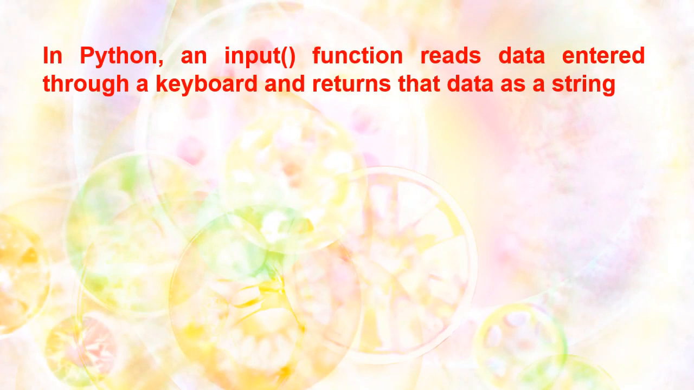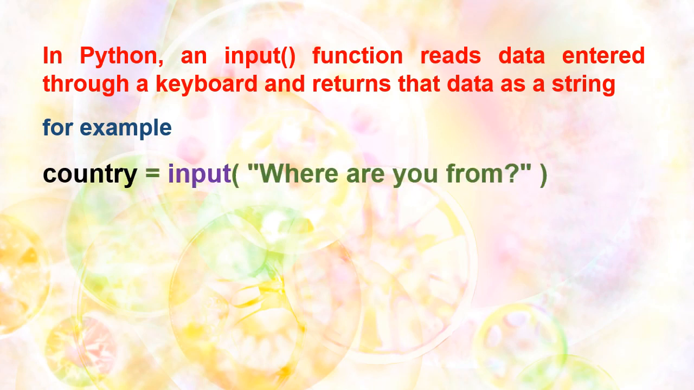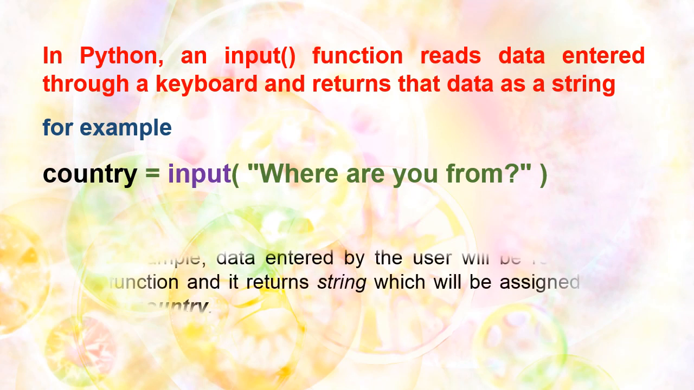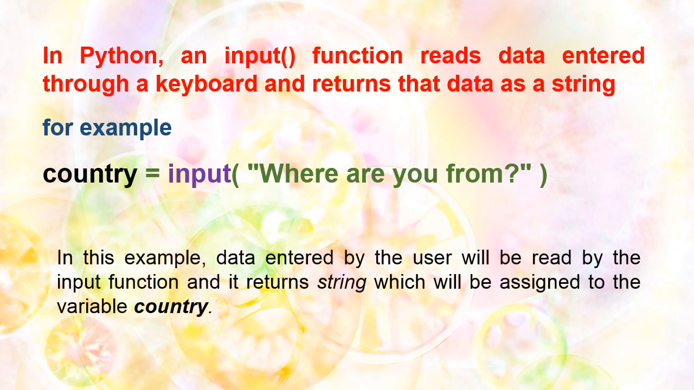In Python, the input function reads data entered through a keyboard and returns that data as a string. For example, country is equal to input("Where are you from?") In this example, data entered by the user will be read by the input function and it returns a string which will be assigned to the variable country.